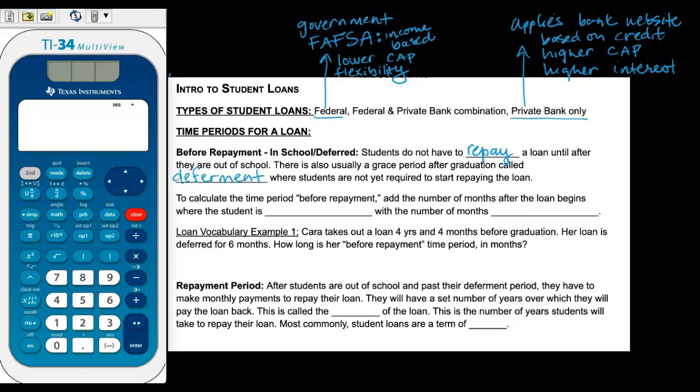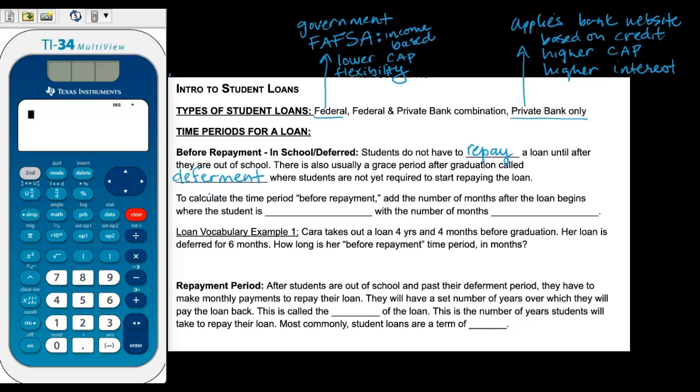A lot of times loans are automatically deferred after school. A lot of times it's 6 months. So it's a good thing to be aware of because sometimes students might even be in a position where they can make payments right away, and so they want to actually contact their loan company and ask for that. But usually loans are automatically deferred for a certain period of time, usually 6 months after the student graduates.